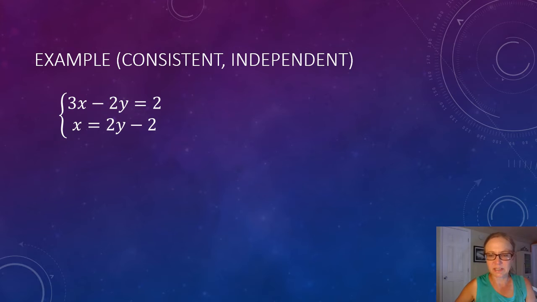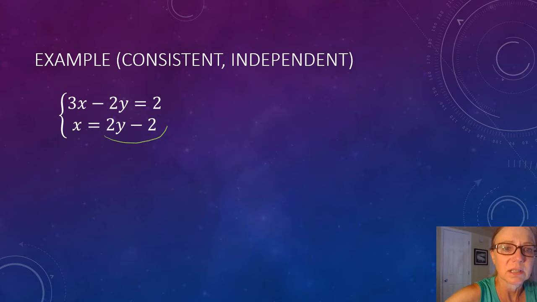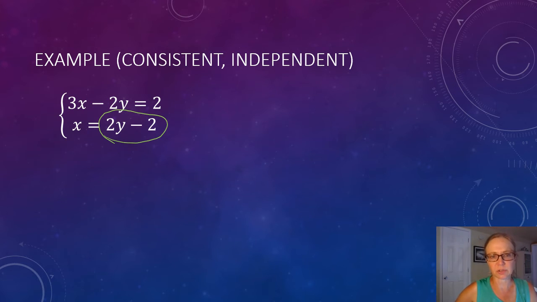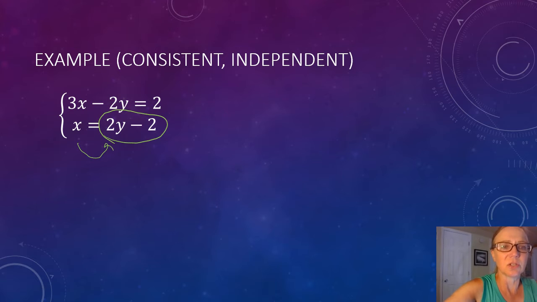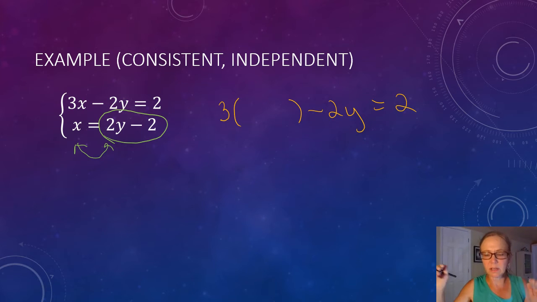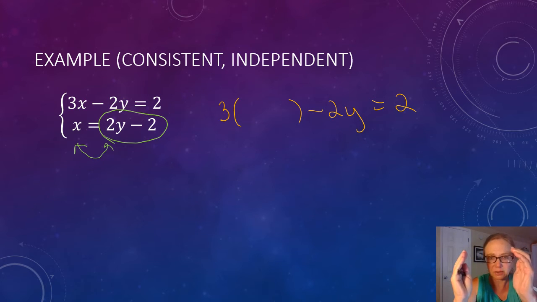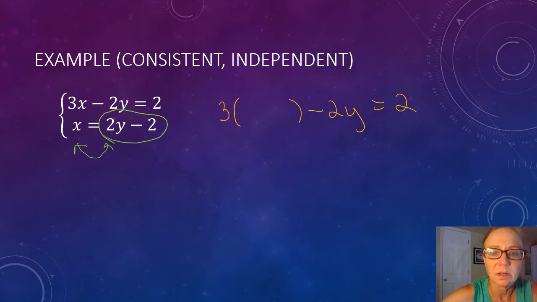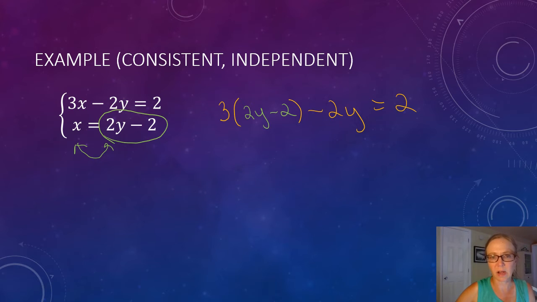We're going to do another consistent independent system. Notice this time that we know that x is equal to 2y minus 2. So that means x and 2y minus 2 are interchangeable. So I'm going to take the x out of the first equation. Notice how I recopy everything in the first equation except for the x. So I put these parentheses. It's kind of like a bucket or a container. And into that container, I'm going to drop my 2y minus 2, my expression for x.